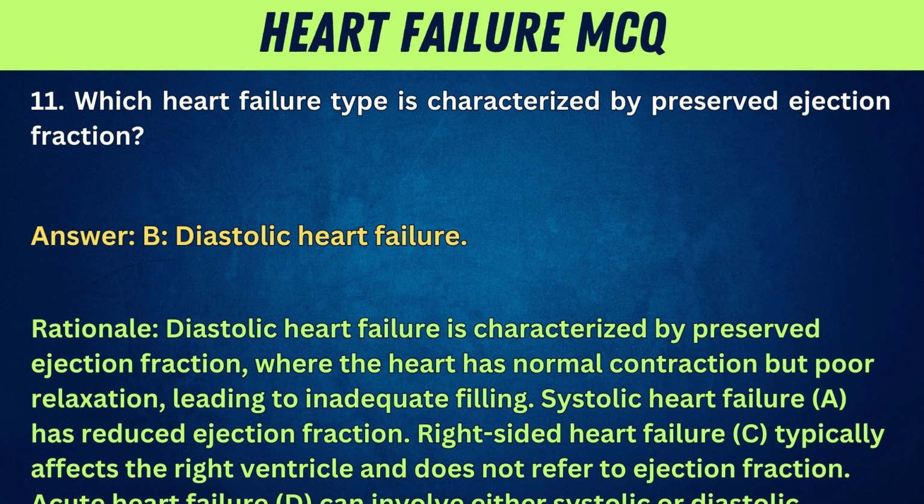Systolic heart failure, A, has reduced ejection fraction. Right-sided heart failure, C, typically affects the right ventricle and does not refer to ejection fraction. Acute heart failure, D, can involve either systolic or diastolic dysfunction.